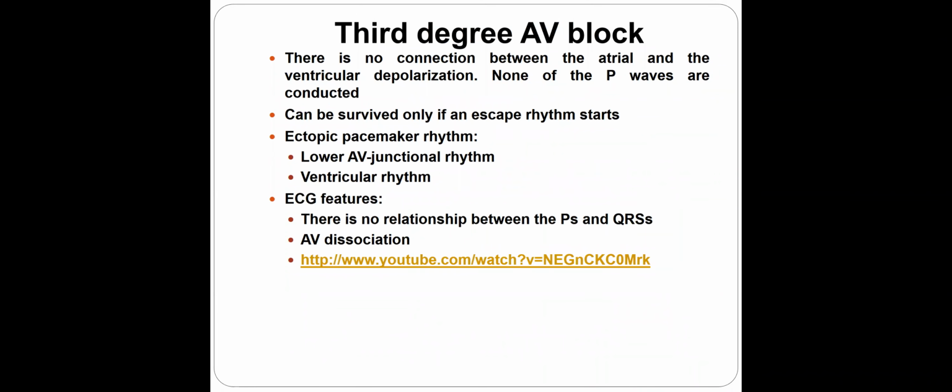Mostly. Okay, the third degree block is relatively an easy one, meaning that there is no connection between the P wave and the QRS complex. An escape rhythm will develop depending on where the block is. If the patient is lucky, this ectopic pacemaker rhythm can originate from the lower AV junction, which makes a little bit faster escape rhythm, or it can originate from the ventricle, which makes a slower ventricular rhythm. This is called AV dissociation. Now, how does it look?